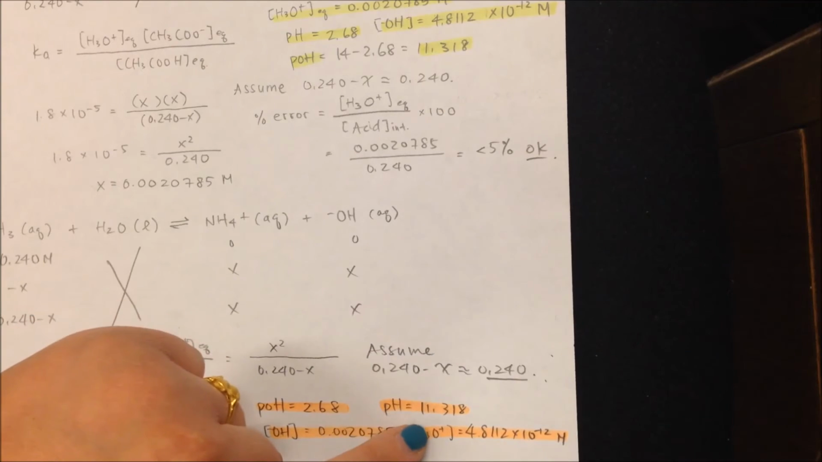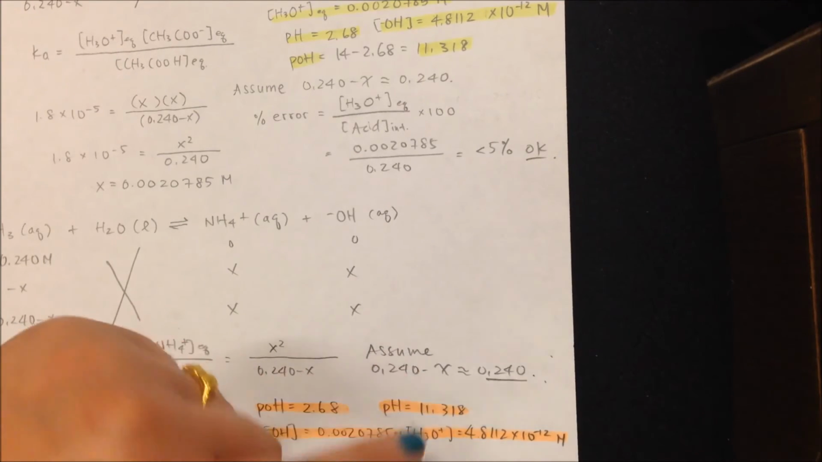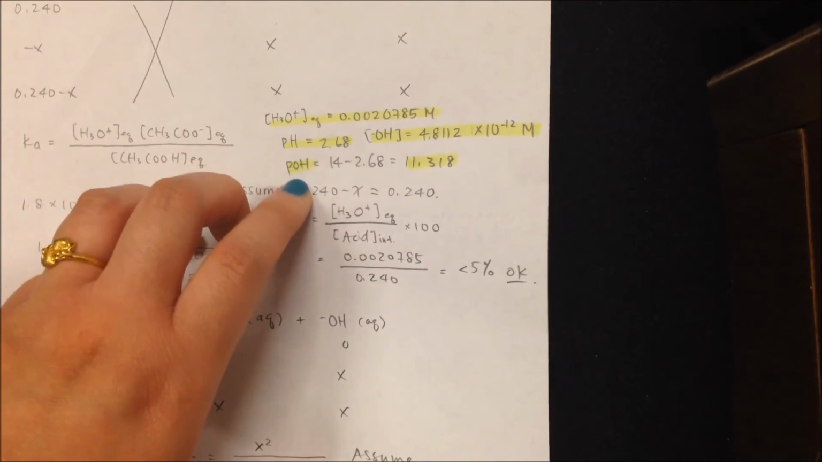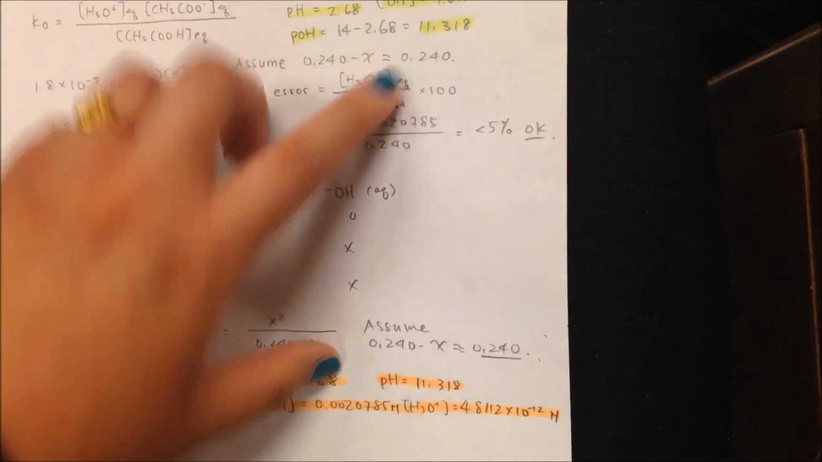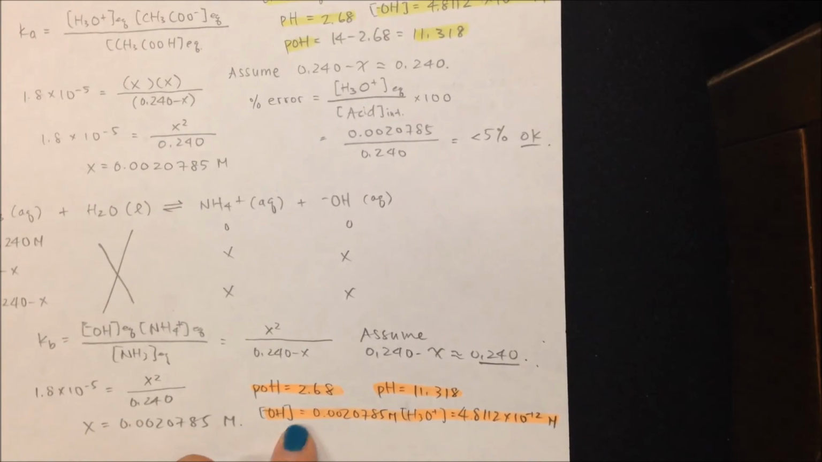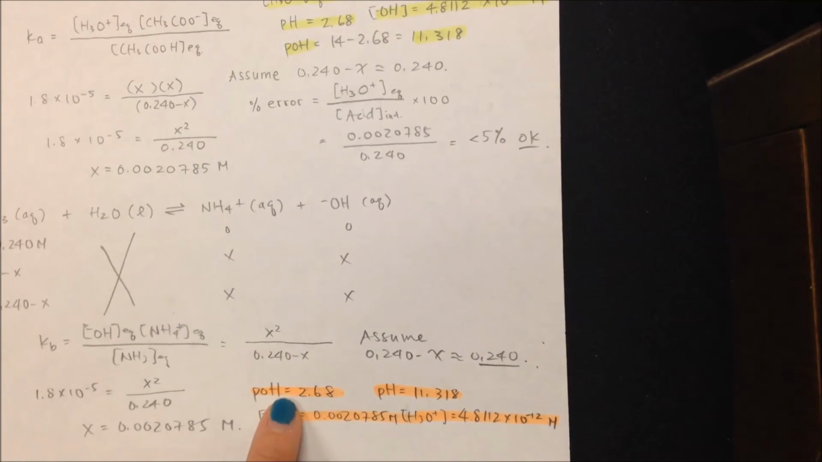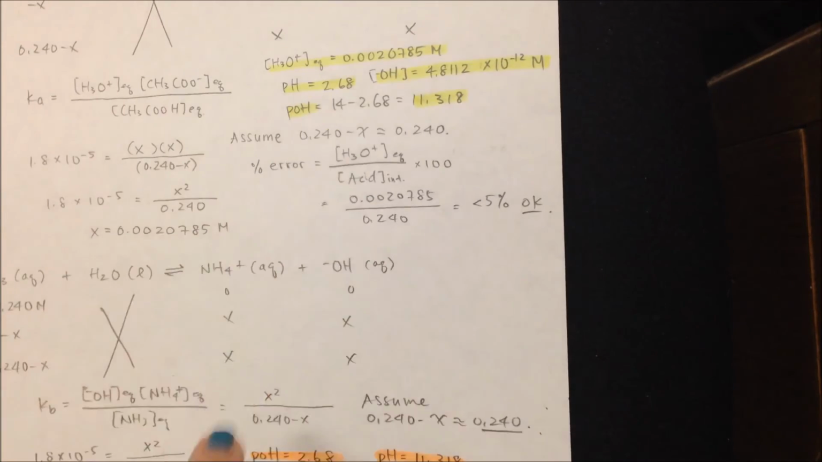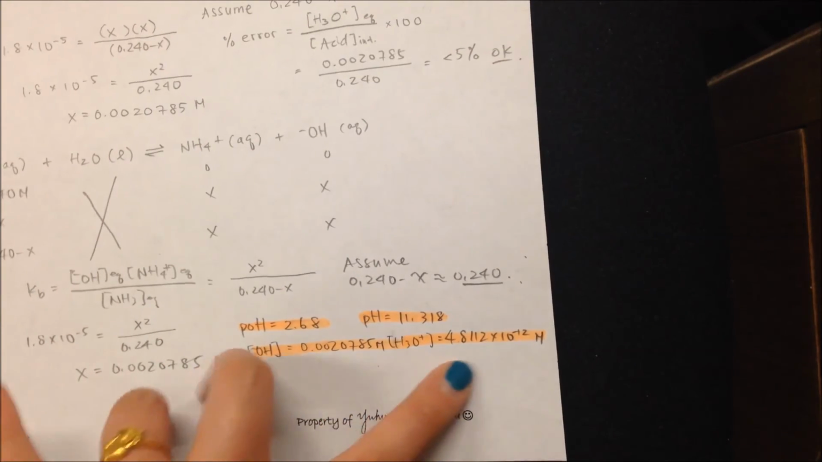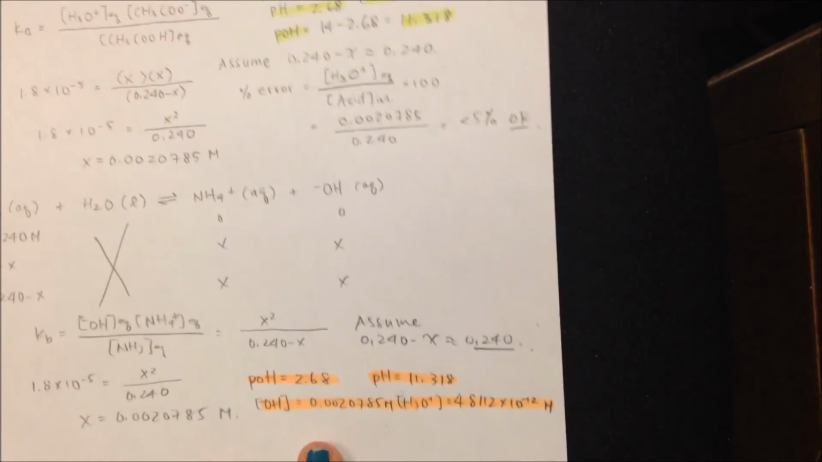And of course, we can also say that the pH here is going to be the same as the pOH there. 11.318 and 2.68, and since we know that pOH and pH are similar for those two parts, we just have to switch the answer.